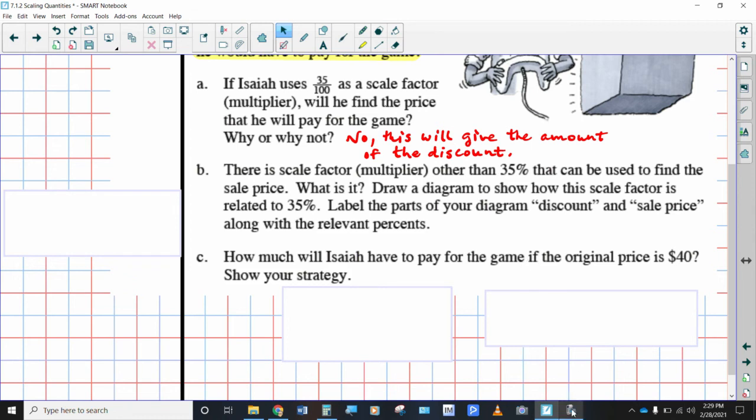Okay, so seriously, try and do this diagram, see if it makes sense. Remember, the total price represents 100%. If it's a 35% discount, then what percent are you going to pay? See if that points you in the right direction for what you're going to put for that diagram. Go ahead and unpause when you feel like you got your diagram set up right.